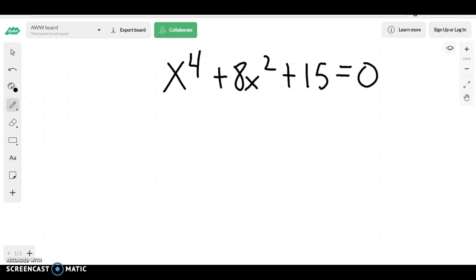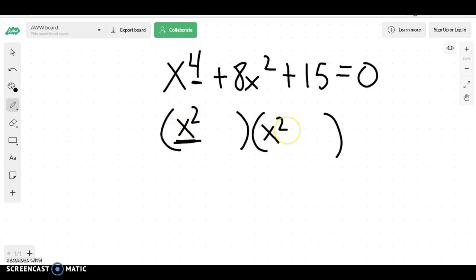Before we start this problem off, how many answers should I get? Hopefully you said 4, because this is a degree 4 polynomial. So let's do the same method we did before. We're going to factor this thing. Now what should go right here? Hopefully you said x squared and x squared, because again, we want them to multiply to be x to the 4th, and then give us x squared in the middle. And now we want to think about what factors are going to make me multiply to get 15 and add together to give me 8.